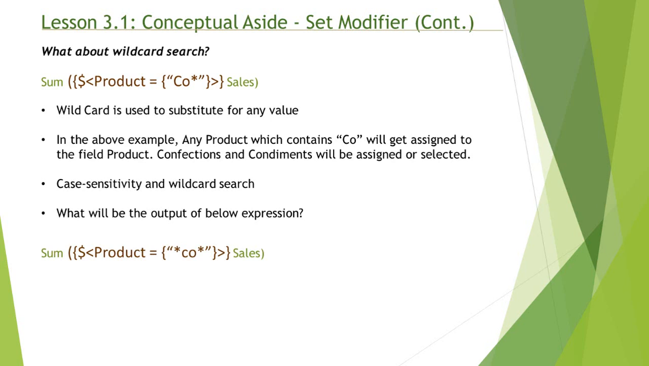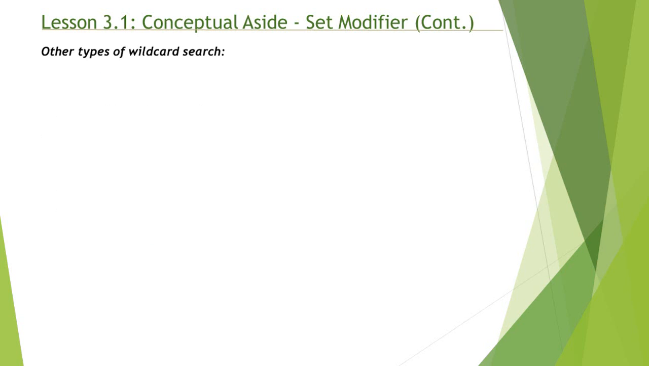Now, what will be the output of the following expression? As you see, it has an asterisk before co and after co. But keep in mind that co is in lowercase, so if you have a value like condiment or confection with C in uppercase, it will not be selected with this expression. But of course, if you have any products that contain co as a substring within the name of the product, then those products will be included in this aggregation function. So what are the other types of wildcard search? Of course, as we discussed, you can use a question mark to replace a single character, or you can use an asterisk for wildcard search, and you can also use char.